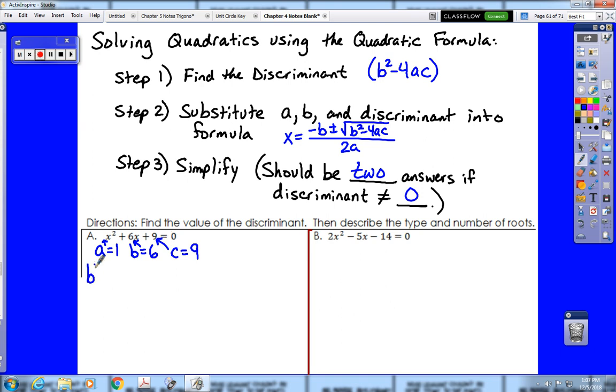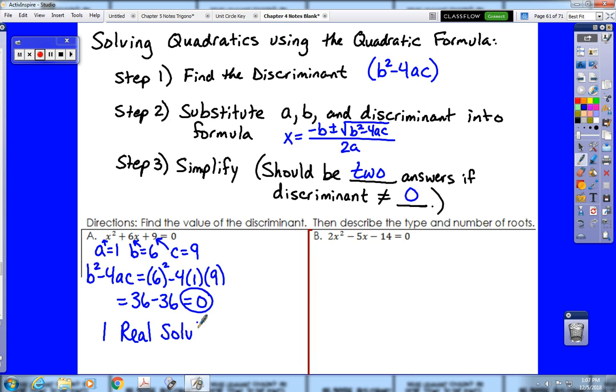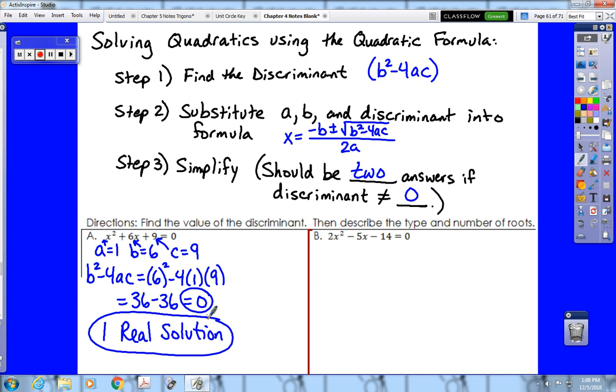We are then going to plug into b squared minus 4ac, which is the value of the discriminant. That would be 6 squared minus 4 times 1 times 9, which would be 36 minus 36, or 0. Now we said on the previous page, if the discriminant is equal to 0, that means we have one real solution. It's all about the sign of the discriminant. If it is positive, there are two real solutions. If it's negative, there are two complex solutions. And if it is neutral, if it is 0, there's one real solution.